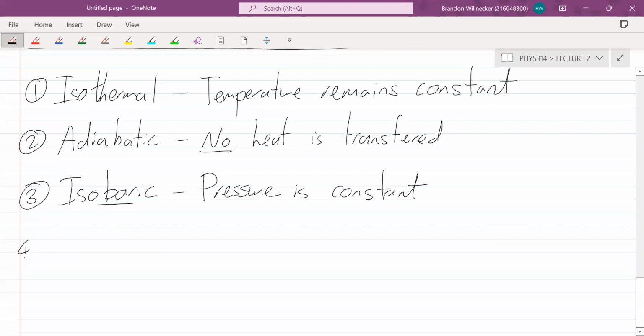Okay, and number 4, isochoric. Okay, I don't know what choric means. Might be Greek or something. But this means that the volume is constant. So choric has something to do with volume.